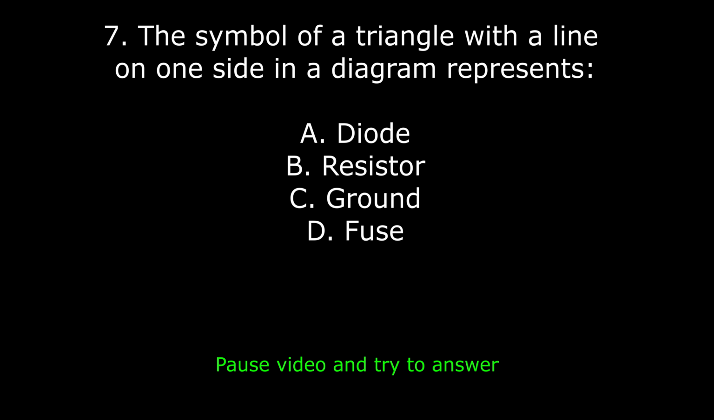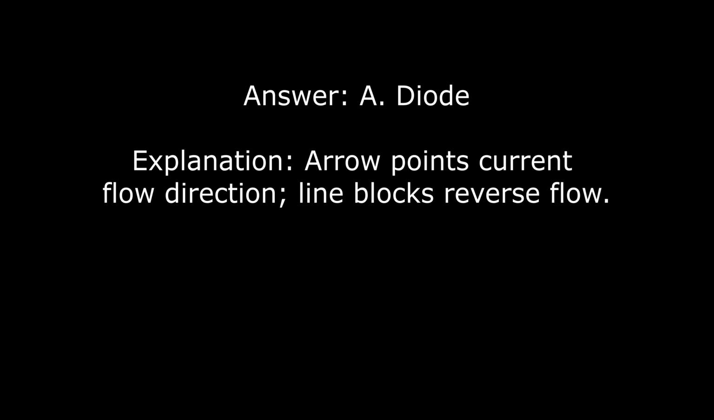7. The symbol of a triangle with a line on one side in a diagram represents A. Diode. B. Resistor. C. Ground. D. Fuse. Answer: A. Diode. Explanation: arrow points current flow direction, line blocks reverse flow.